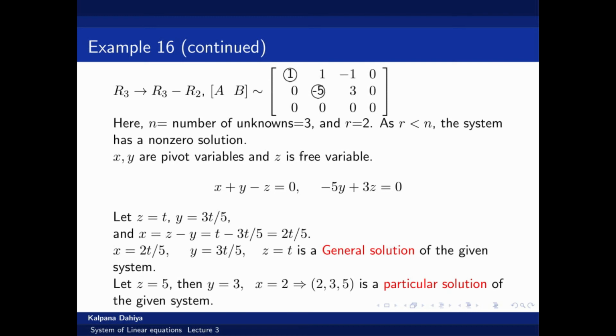So we have finally x equal to 2t by 5, y is 3t by 5, and z equal to t. This is the general solution of the given system. Here we can assign t any real value. For example, if t is 5, then z is 5, y is 3, and x is 2. So we can say that (2, 3, 5) is a particular solution of this given system.